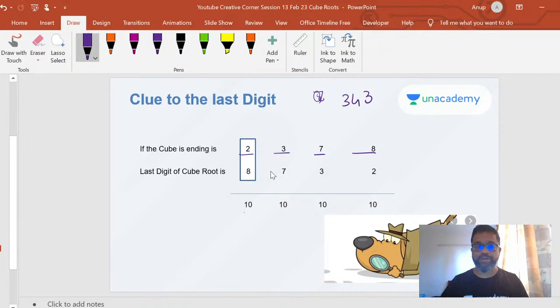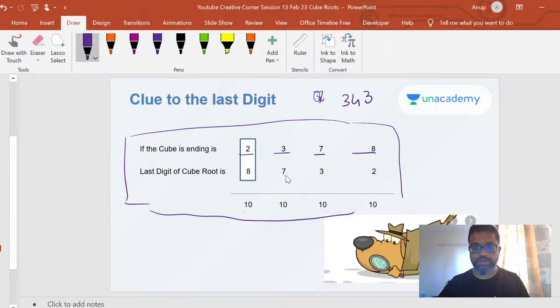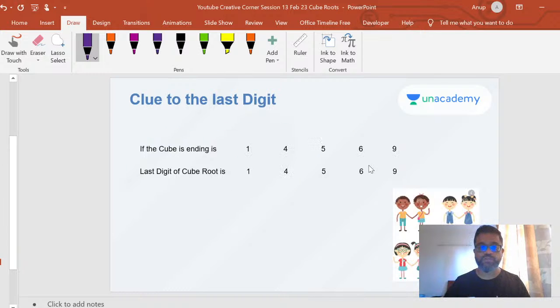Okay, this tip here is very, very important, and we will see it in the examples. If the last digit of the cube is 2, the last digit of the cube root is 8. And how do I know? If you add both of them together, you will get 10. So simple. When you get a 3, you know that it's going to be 7. When you get a 7, it's going to be a 3. When you get an 8, it will be a 2. So that's one of the clues.